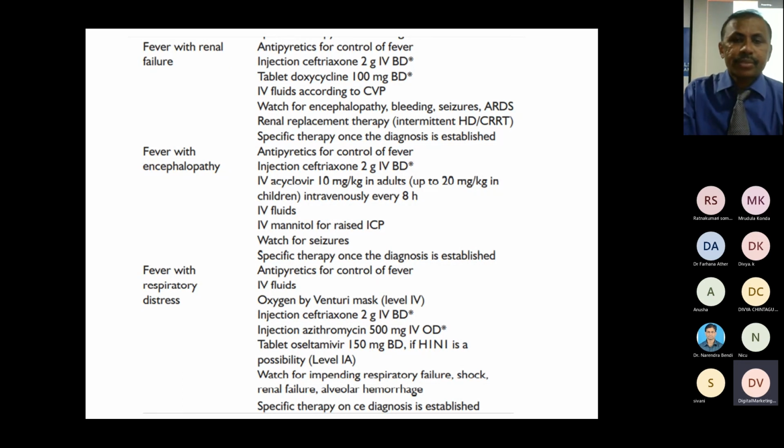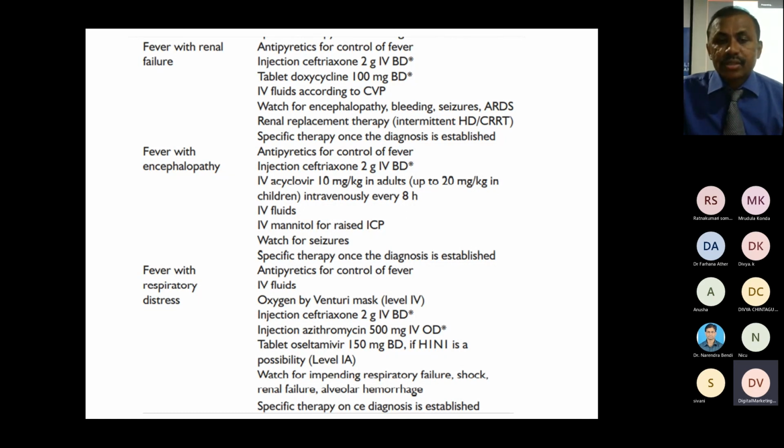Fever with encephalopathy, yes, antipyretics, ceftriaxone, and then comes acyclovir. If there is encephalopathy, you can go for empirical acyclovir at a dose of 10 milligram per kg, and up to 20 milligram per kg in children, intravenously every 8 hours. IV fluids, IV mannitol or 3% saline for increased ICP, seizures and anti-epileptic drugs if there are seizures, and specific therapy.